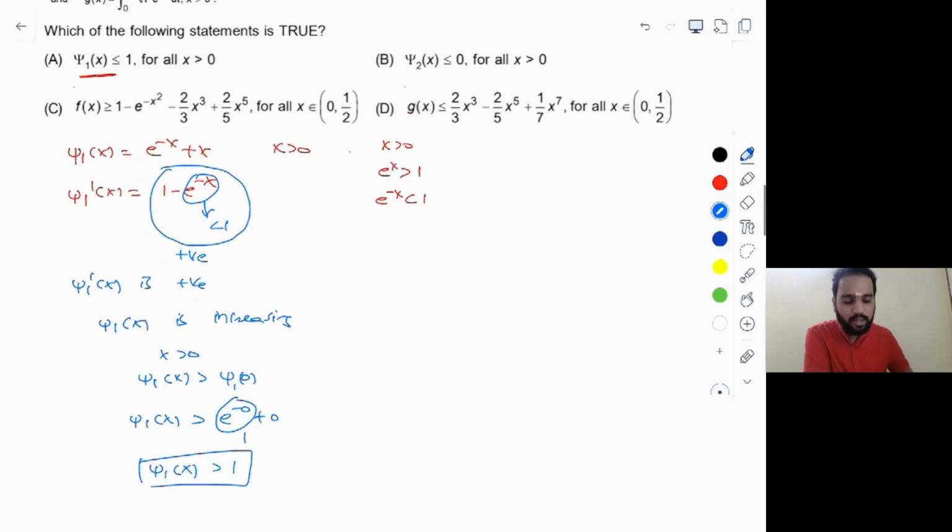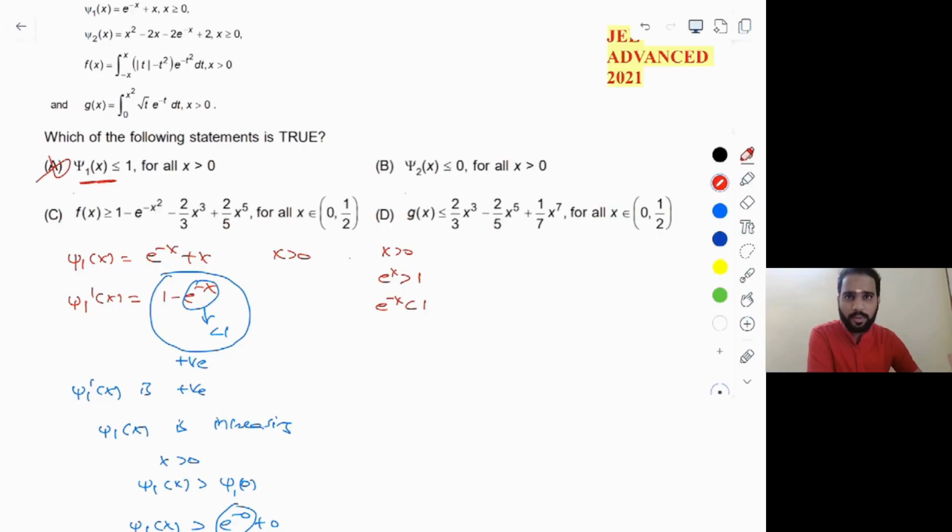But look at option A actually. They have given you psi1 of x is less than or equal to 1, which makes option A clearly false. So once again, this is an application of increasing and decreasing functions. Okay, now let's go for option B here.